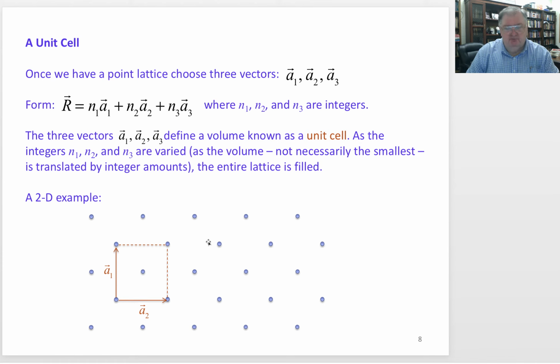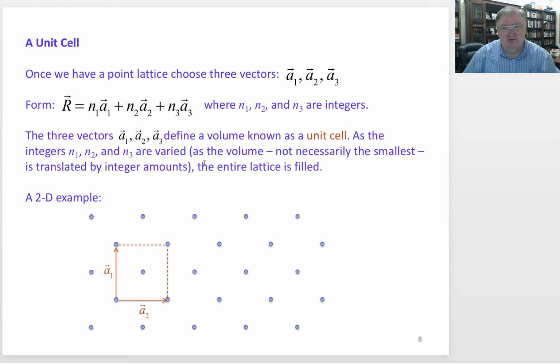Once we have chosen a point lattice, we choose 3 vectors. I'm calling them A1, A2, and A3. Again, in 2 dimensions, I'm just showing you 2 of them. And I form what's known as the direct lattice vector, capital R, which is a linear combination of A1, A2, and A3, where N1, N2, and N3 are integers. The 3 vectors, A1, A2, and A3, define a volume, and that volume is known as a unit cell. As the integers N1, N2, N3 are varied, that volume fills up the entire lattice.